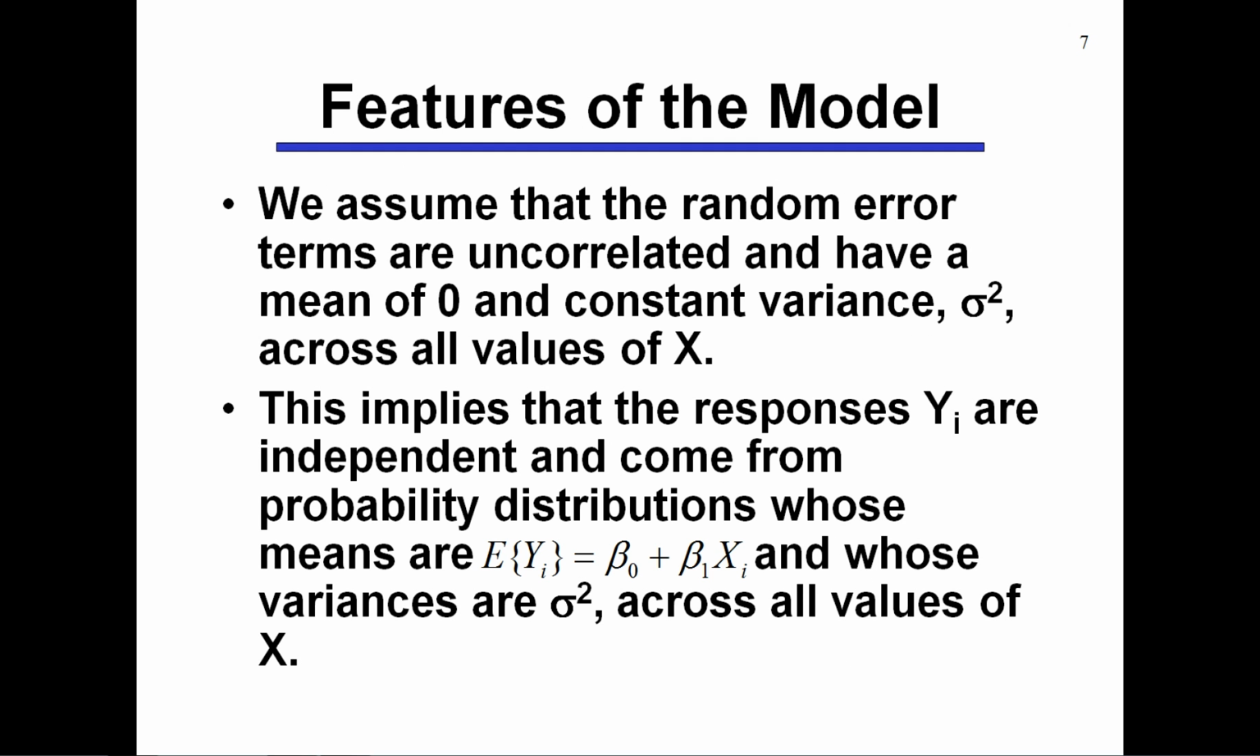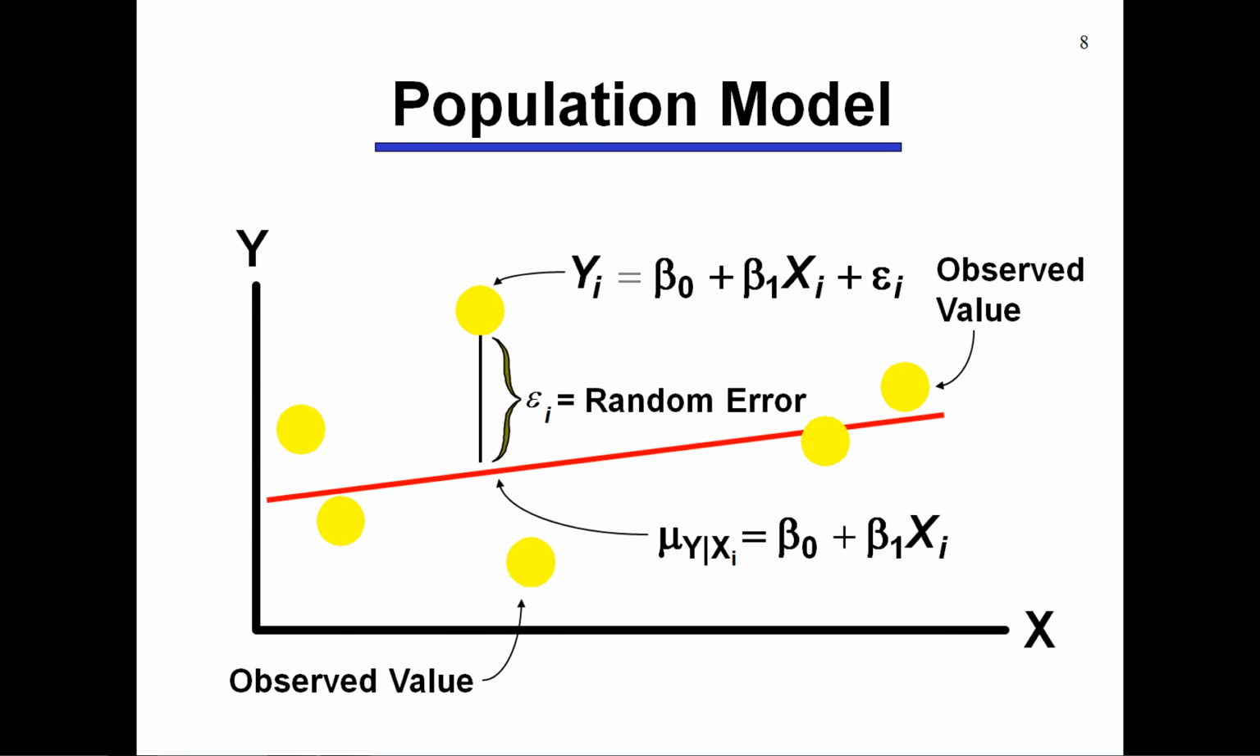Now, this random error term, this noise in the model, we're going to make some assumptions about this. We're going to assume that those random error terms are uncorrelated, that they have a mean of 0, and that they have a constant variance sigma squared. Now, at some point, we're going to have to validate those assumptions, and we will. But given those, then what we're suggesting is that we have a linear relationship between x and y when looking at the entire population, and the mean values associated with the responses can be found by looking at beta 0 and beta 1.